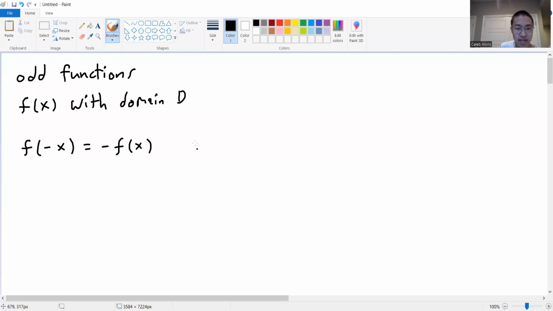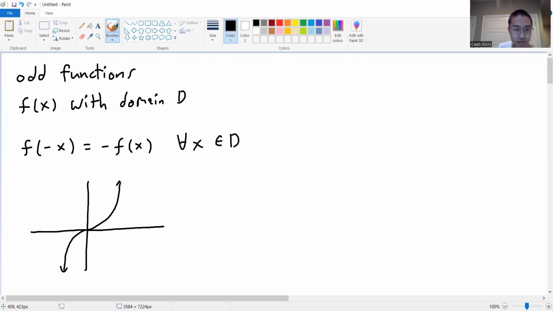A good example of this, and I should include here that this needs to be true for all x in D. That's important. And so a very common example of this is the cubic function. The cubic function is odd. The cubic function looks something like this. So this would be f of x is equal to x cubed.